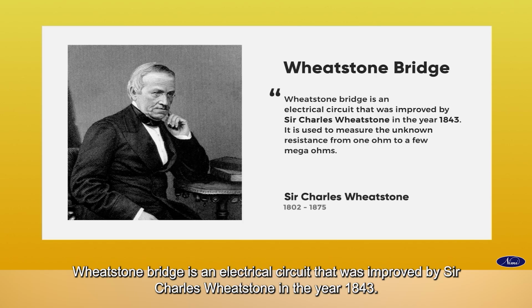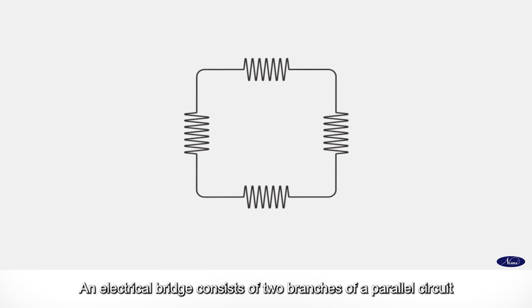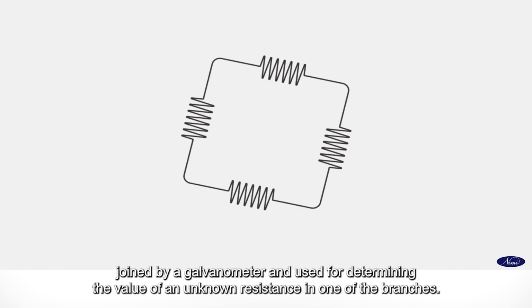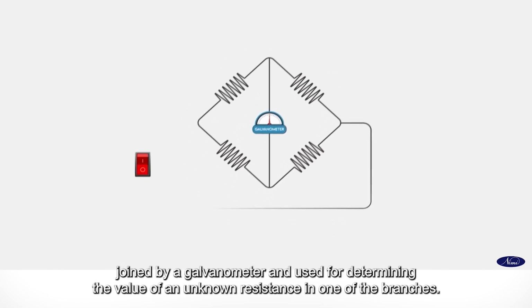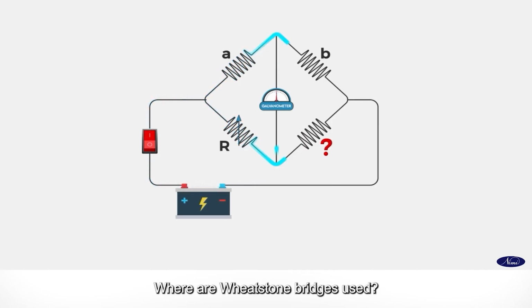Wheatstone Bridge is an electrical circuit that was improved by Sir Charles Wheatstone in the year 1843. It is used to measure the unknown resistance from 1 ohm to a few mega ohms. An electrical bridge consists of two branches of a parallel circuit joined by a galvanometer and used for determining the value of an unknown resistance in one of the branches.